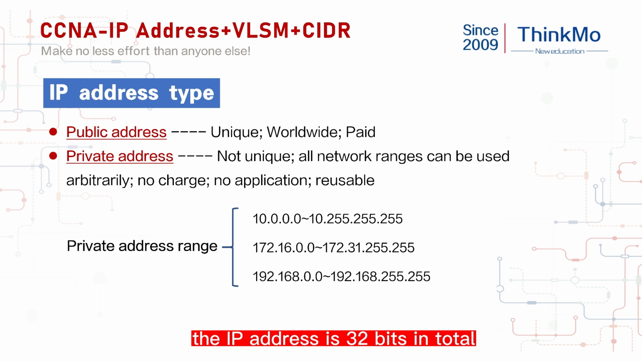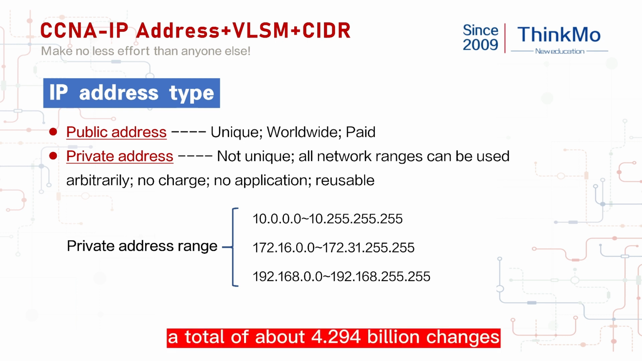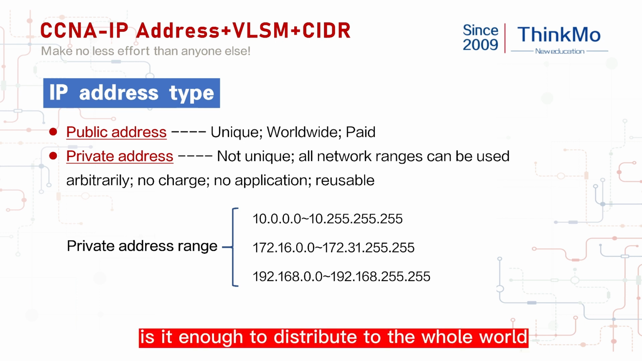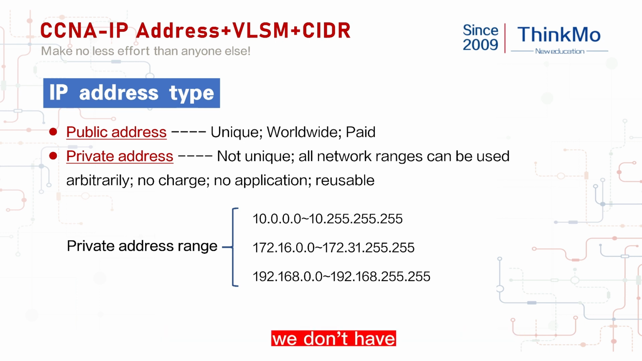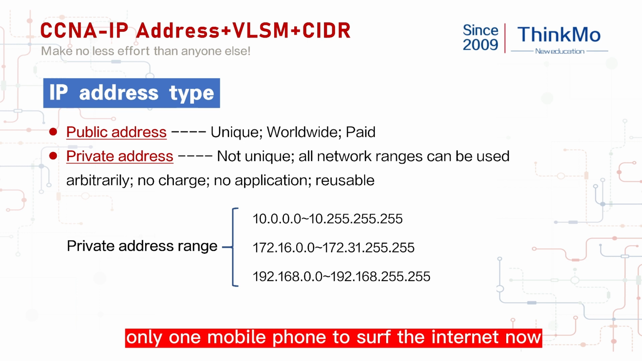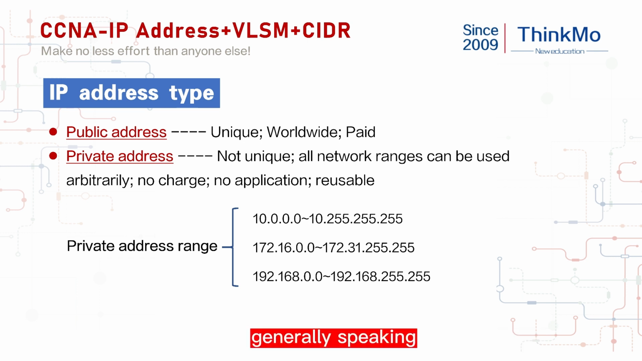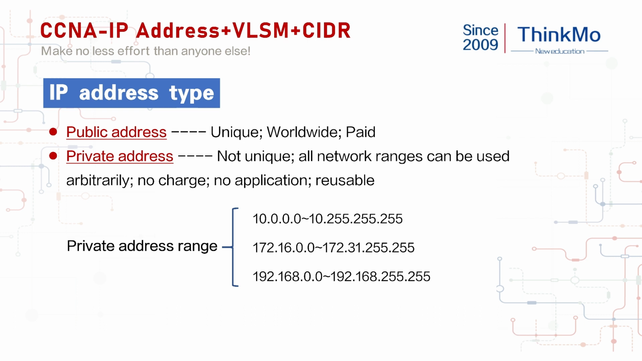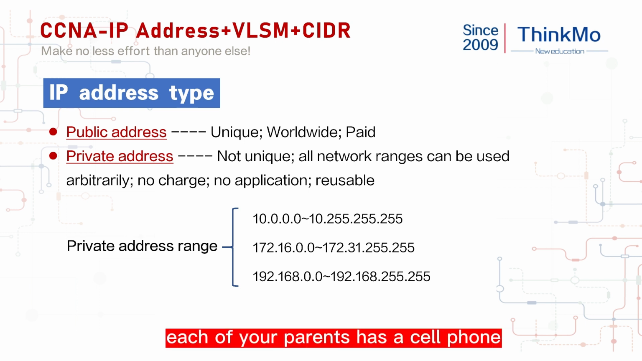First we need to know that the IP address is 32 bits in total. Each bit has two variations, giving a total of about 4.294 billion changes. Is it enough to distribute to the whole world? We don't have only one mobile phone for surfing the internet now. Generally, at work there is at least one laptop for the office, and at home a desktop computer to play games. You have a computer, a cell phone, and a tablet. Each of your parents has a cell phone.